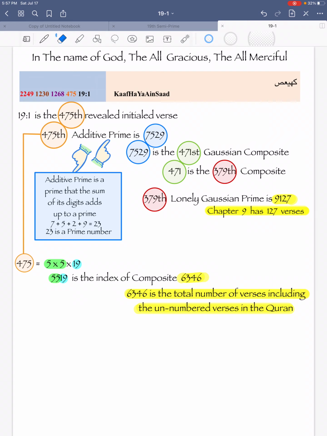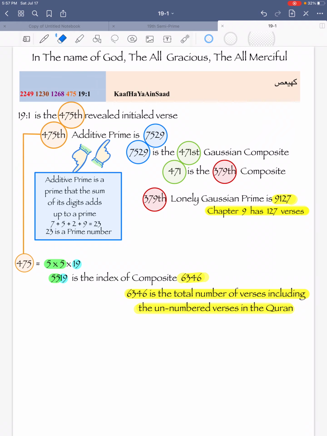So far, God mathematically told us from chapter 19, verse 1, that there are 127 verses in chapter 9, and the total number of verses, including the unnumbered verses in the Quran, being 6,346.